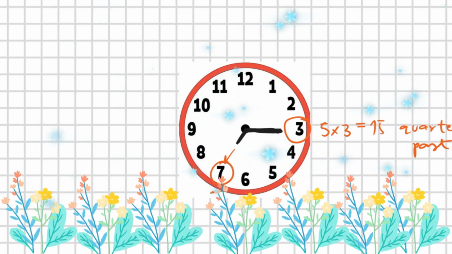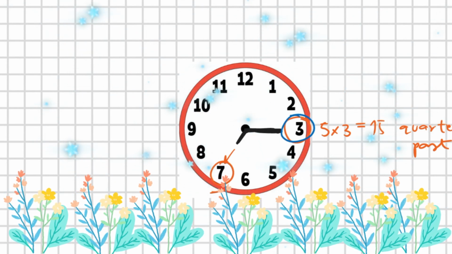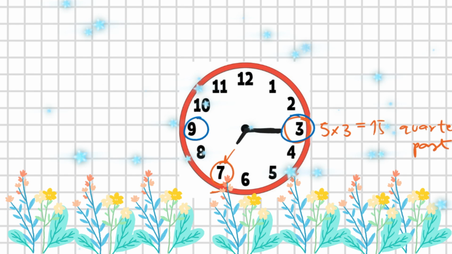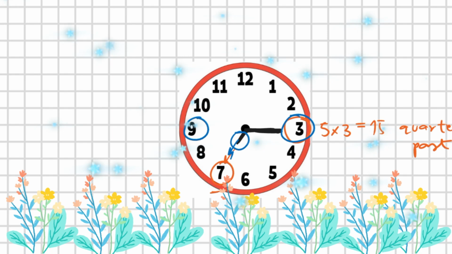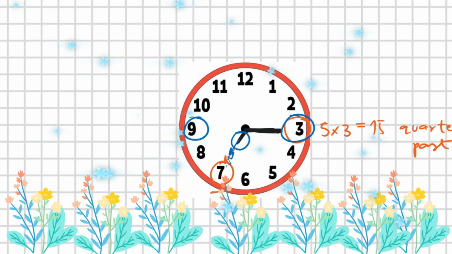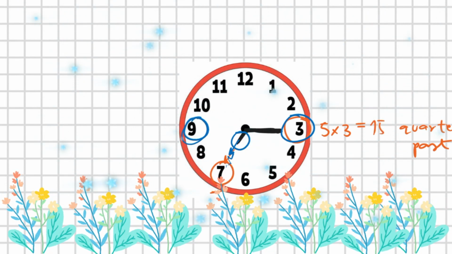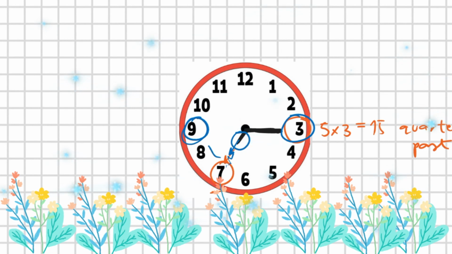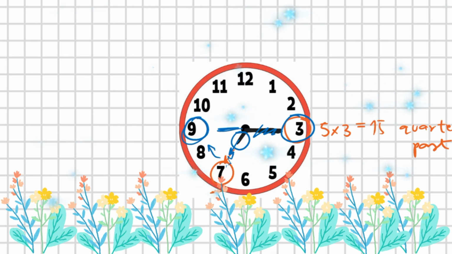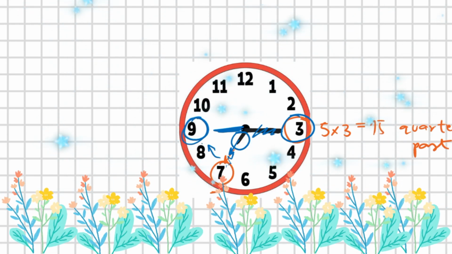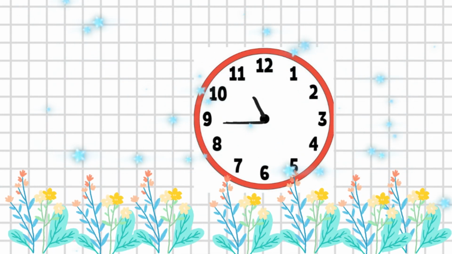Now make sure you know the difference between quarter past and quarter to. When you say quarter past, you have to say the hour on which the hour hand is pointing at the moment. But when you say quarter to, you have to say the hour on which the hour hand will be after 1 hour, which means if the large needle was not here and it was here, you would say it's quarter to 8.